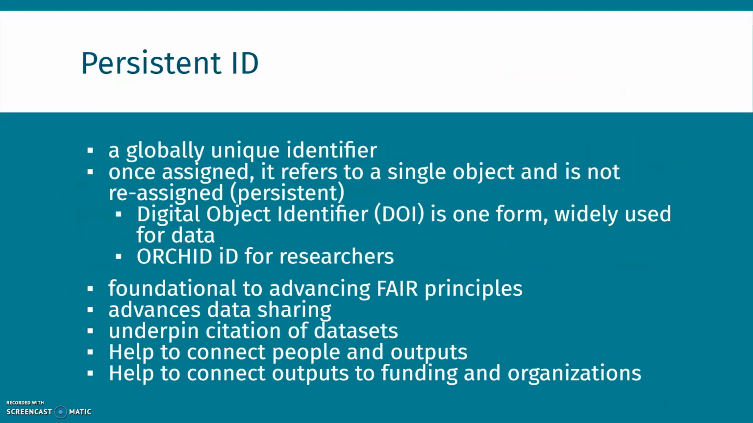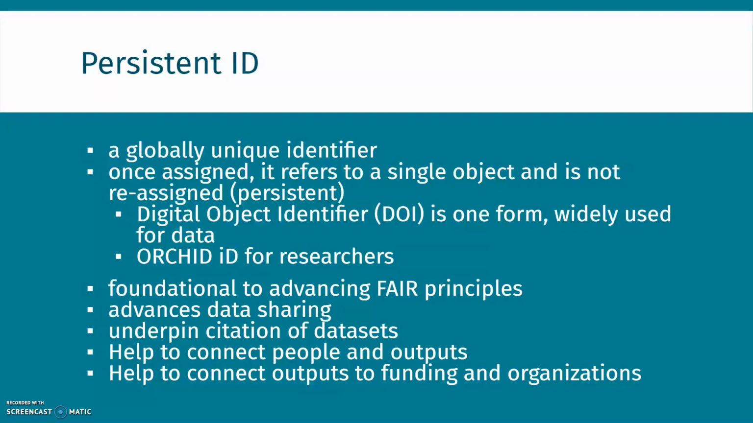A persistent identifier would be any globally unique identifier, and once it's assigned, it refers to a single object and is not reassigned. It's persistent in that way. A digital object identifier is one form, widely used for data. ORCID iD is an ID used for researchers. Persistent IDs are foundational to advancing the FAIR principles because it's key to have these unique identifiers to separate things from other things. It advances data sharing.